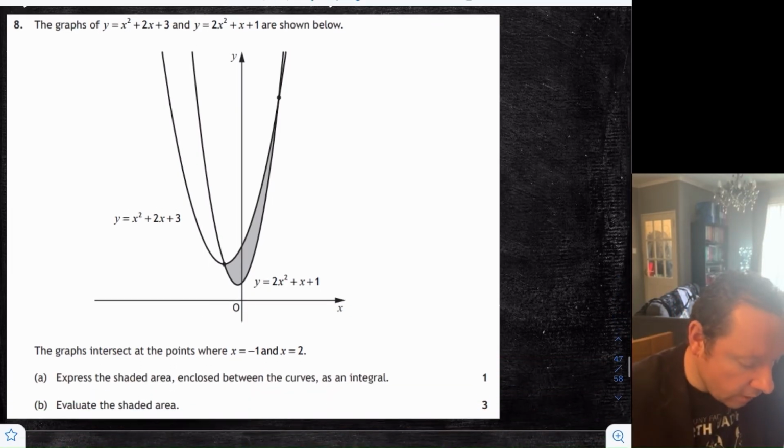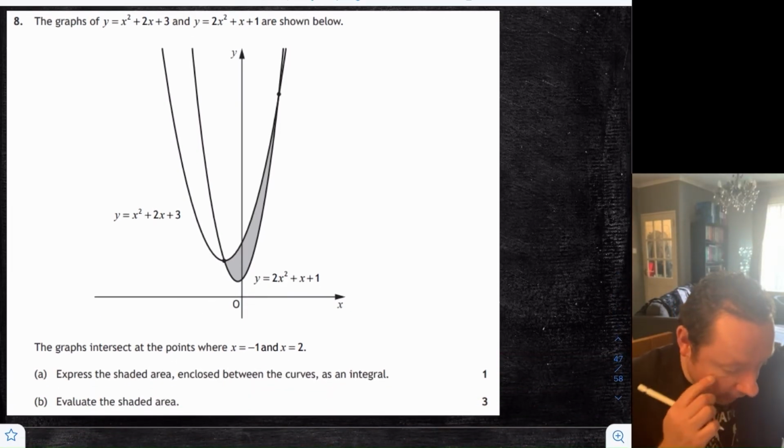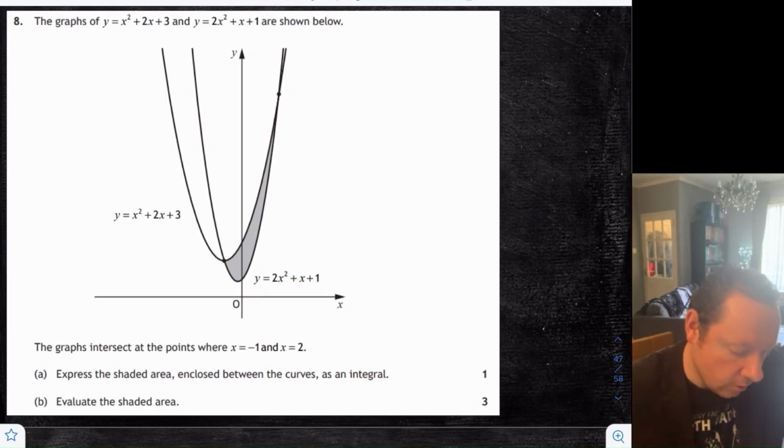The graphs of y equals x squared plus 2x plus 3 and 2x squared plus x plus 1 are shown. They intersect at minus 1 and 2. Express the shaded area as an integral. So it's leading us through this one. Remember, to get our shaded area, it is the upper curve minus the lower curve. So just tracing this, there's my upper curve there, which is this one, and there's my lower curve there. So I do the integral between minus 1 and 2 of this minus this.